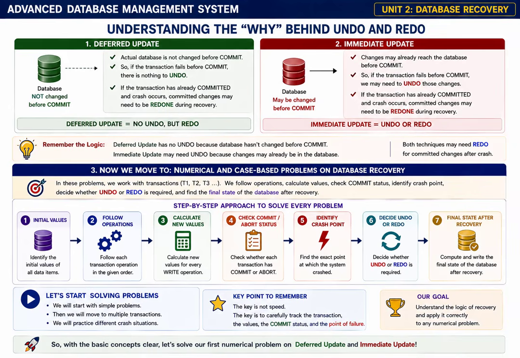So, with the basic concepts now clear, let's move to the numerical problems on deferred update and immediate update. We will start with a simple problem and gradually move toward problems involving multiple transactions and different crash situations. Take your time with each step because the key to solving these problems is not speed. The key is to carefully track the transaction, the values, the commit status, and the point of failure. So, let's begin with our first numerical problem.